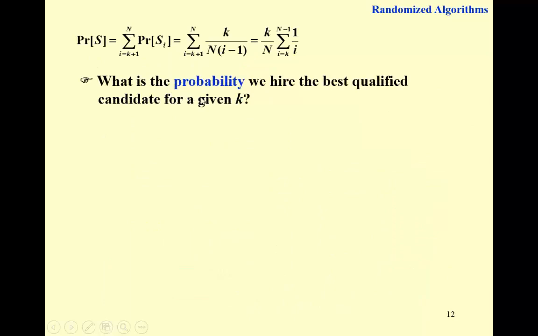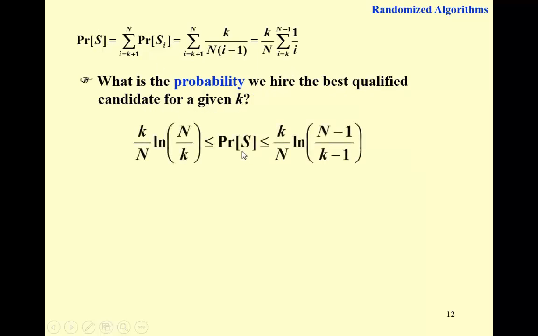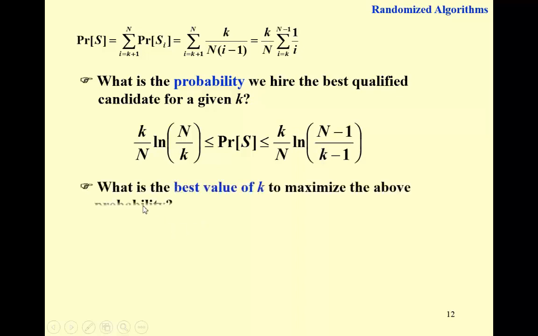Now, it's time to answer the first question. What is the probability we hire the best qualified candidate for a given k? And this is bounded above and below by these two functions. Okay, so that's the probability. Next, what is the best value of k to maximize the above probability? We know that the probability is at least given by this function, right? So we can be more specific. Just find the best value of k so that this function obtains its maximum value.